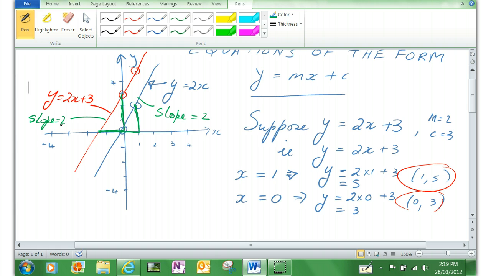Now, if you work more on this idea, what you'll find is that all equations of this form where the number 2 appears here, in other words, if m is 2, have a slope of 2. So this number here controls the slope or gradient of the line.